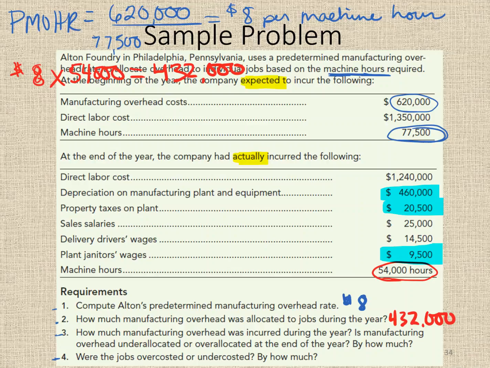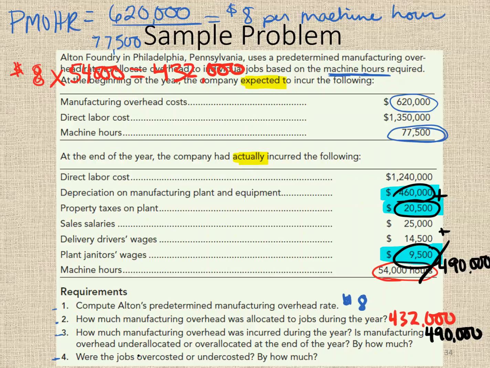So if we go ahead and add all those up, all these highlighted, 460 plus 20,500 plus 9,500, we should get a total of $490,000. So that is the answer to number 3 here, 490.